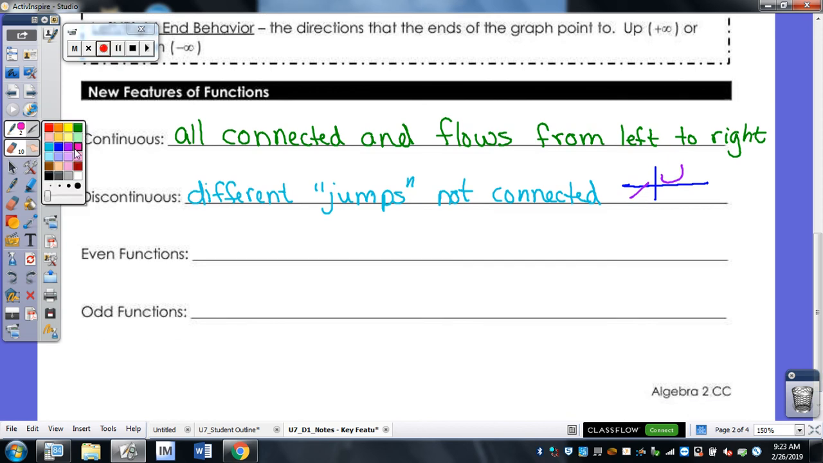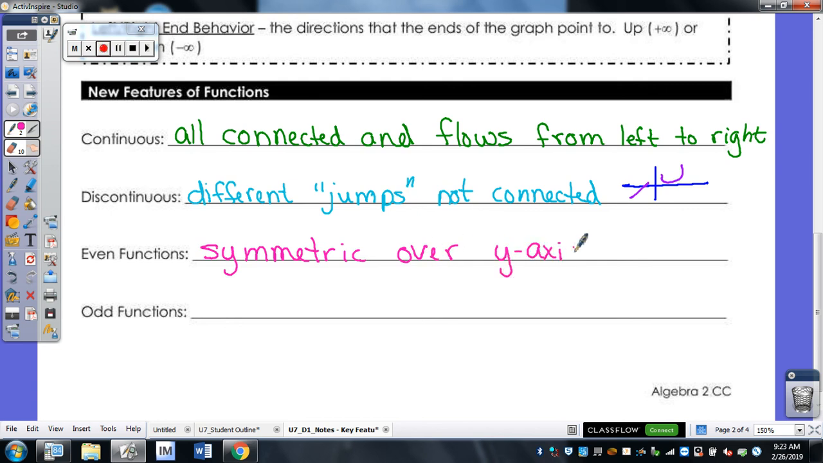Even functions are symmetric over the y-axis. And then your odd functions are symmetric through the origin.